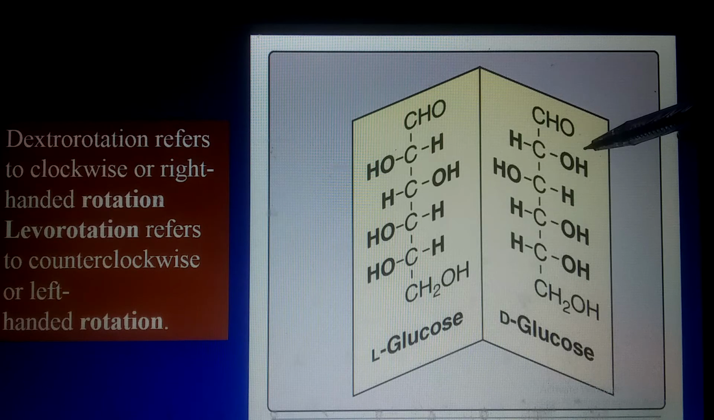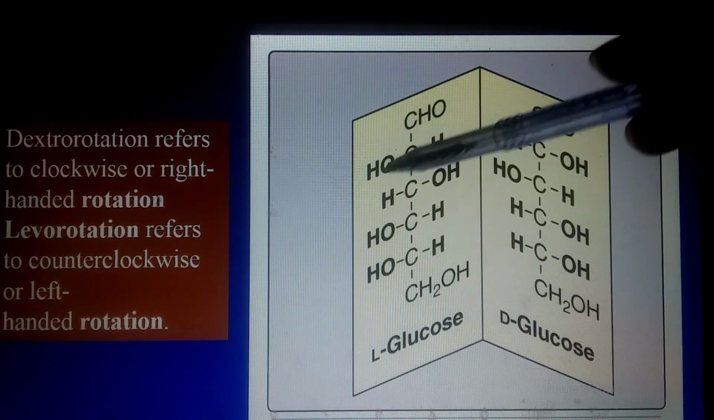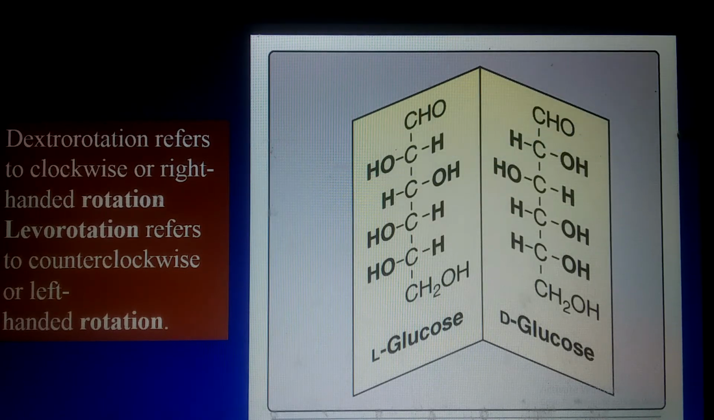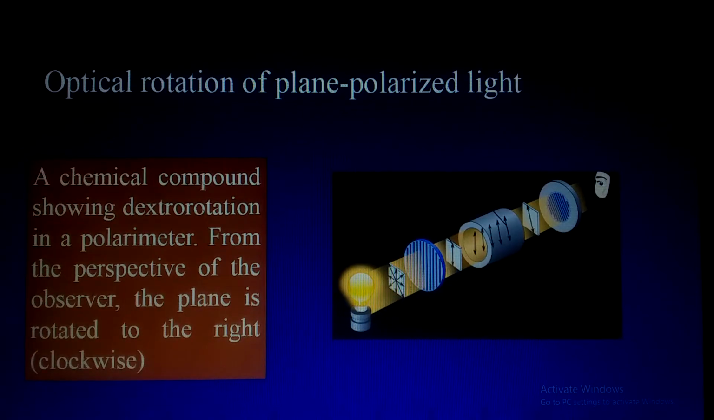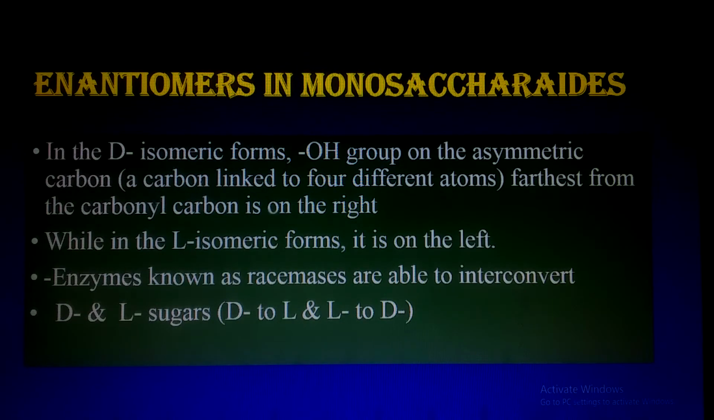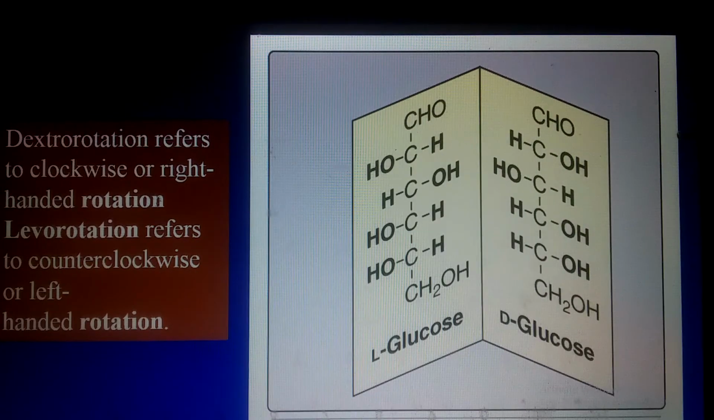right side, but in the levorotatory, hydroxyl is present on the left side, furthest from or away from the carbon on the right side. The concept clear? What is the position of hydroxyl in dextro form and in the levo form, and what is dextro rotation? This is the right-handed or clockwise rotation, and what is the levo rotation? This is the anti-clockwise or counterclockwise or left-handed rotation.